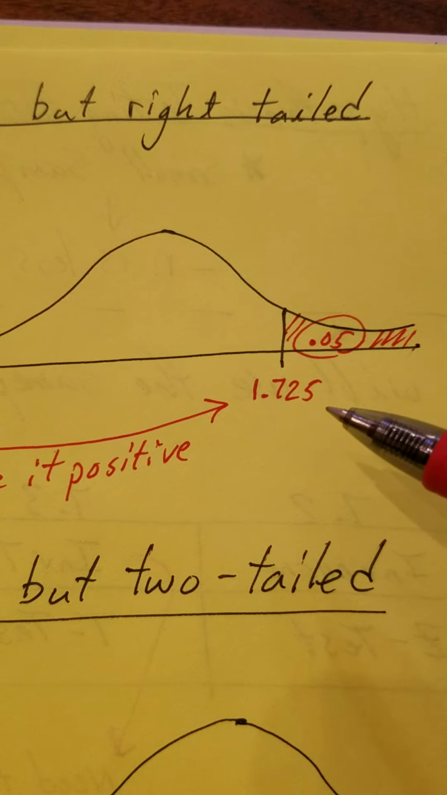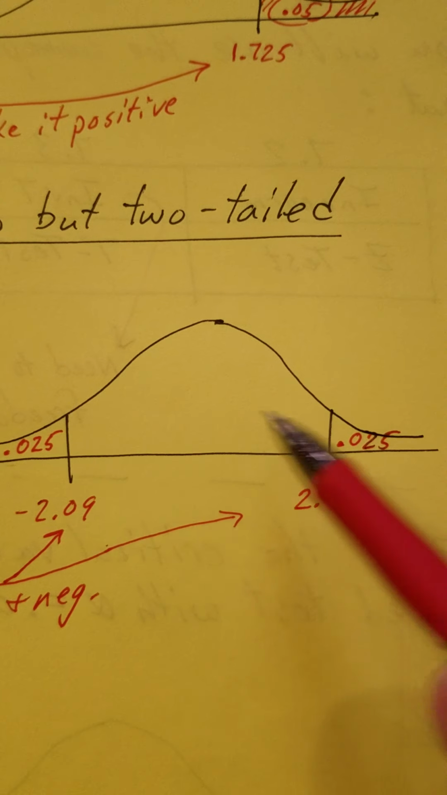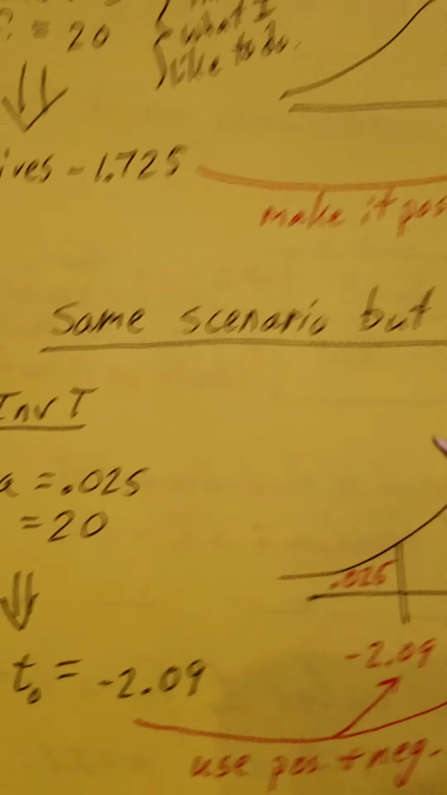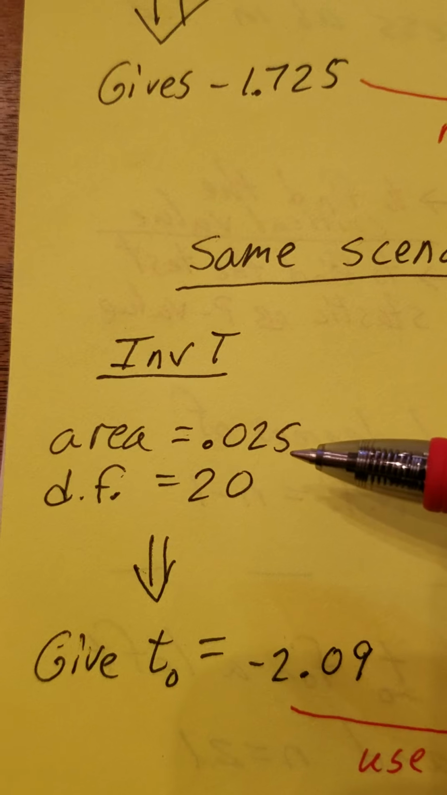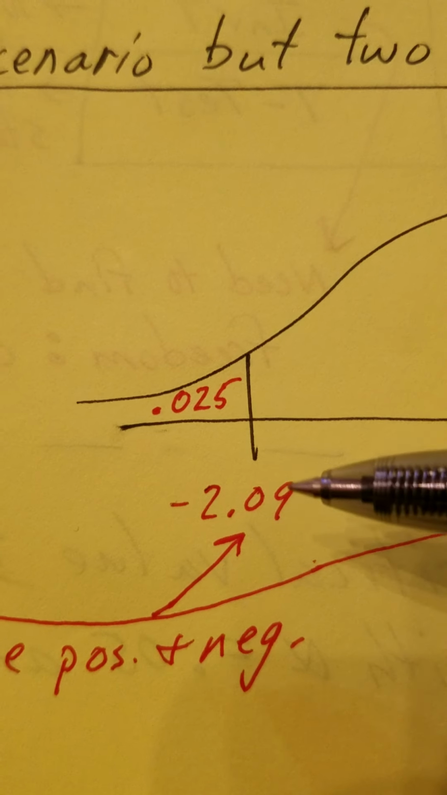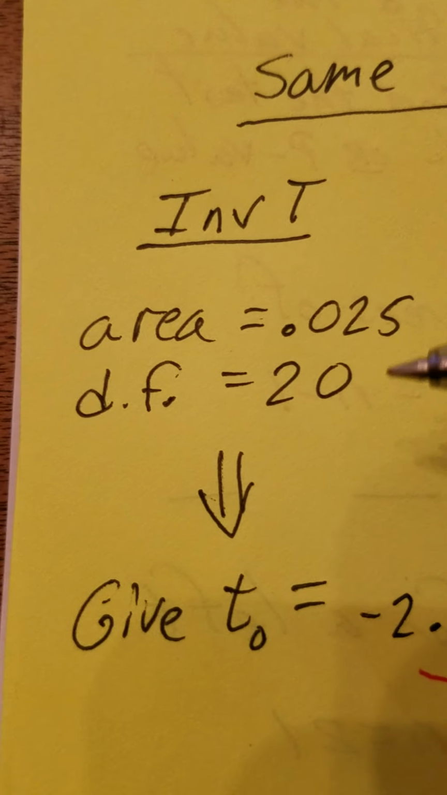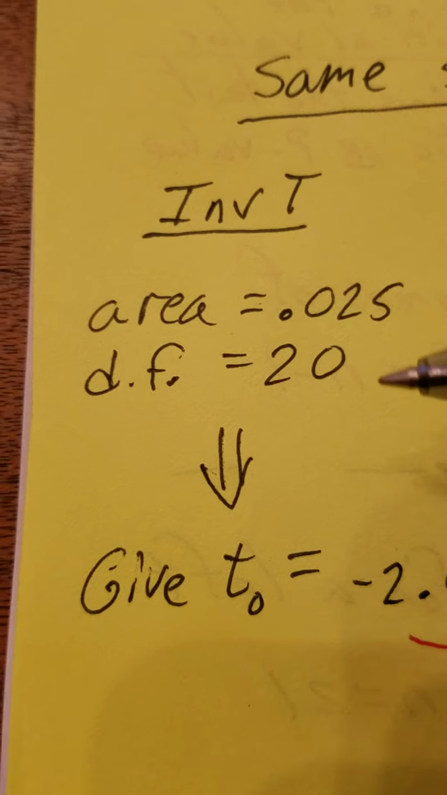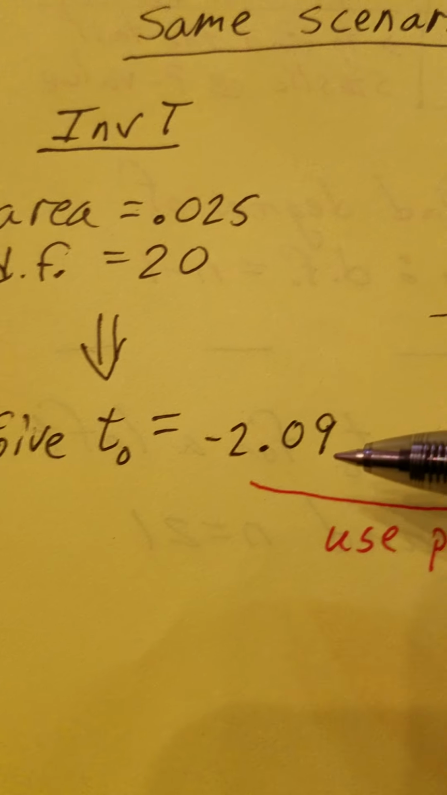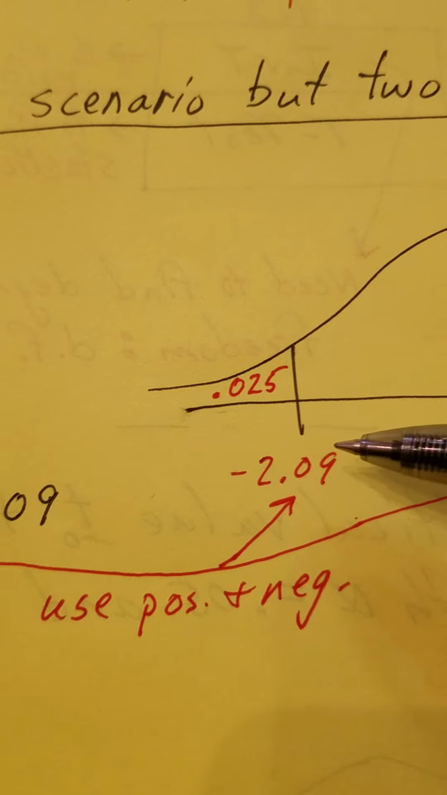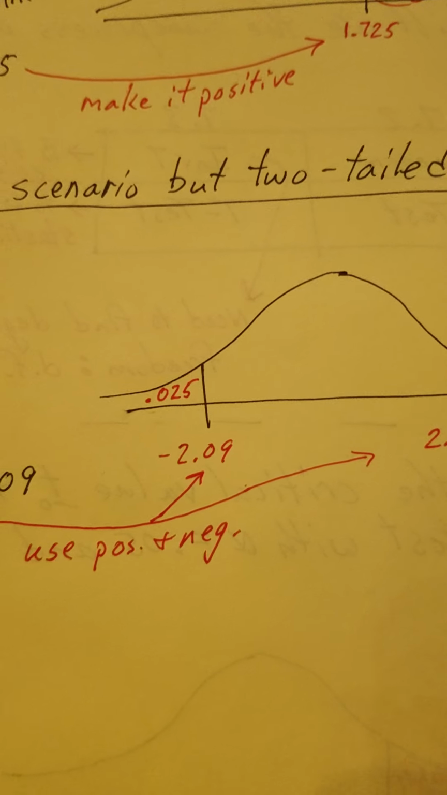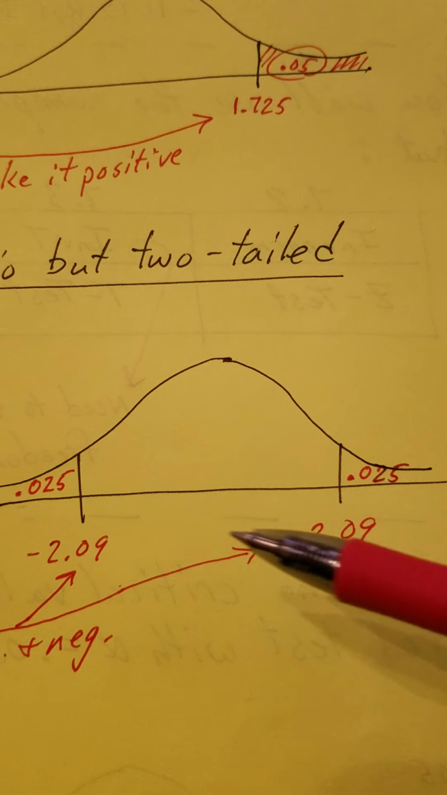Scenario 3. Same scenario, but two-tailed. Now you have to cut alpha in half. There's 0.025, 0.025. Put them together, 0.05. But when you do inverse t, you got to do 0.025. Because you're using 0.025, you are going to get this t critical value. Same degrees of freedom in this case. So here's what you get. It's negative. But then what you do is you just use the negative and use the positive. So use both, negative and positive, for your critical values.